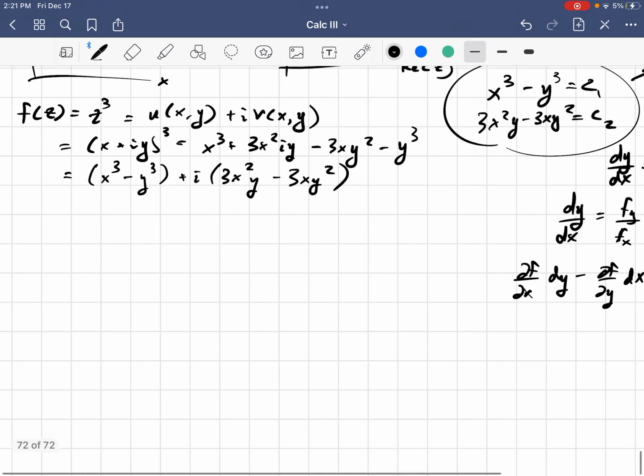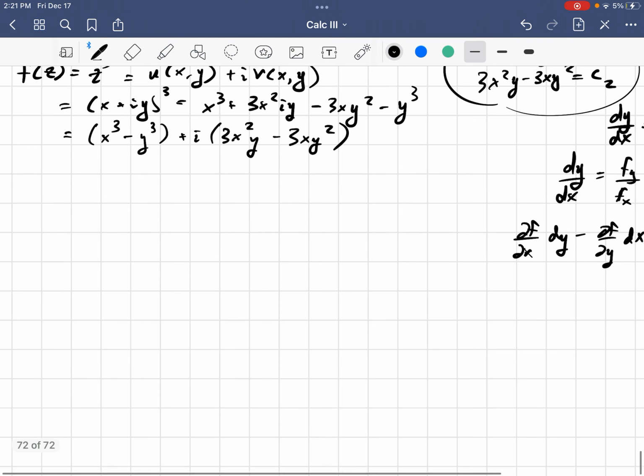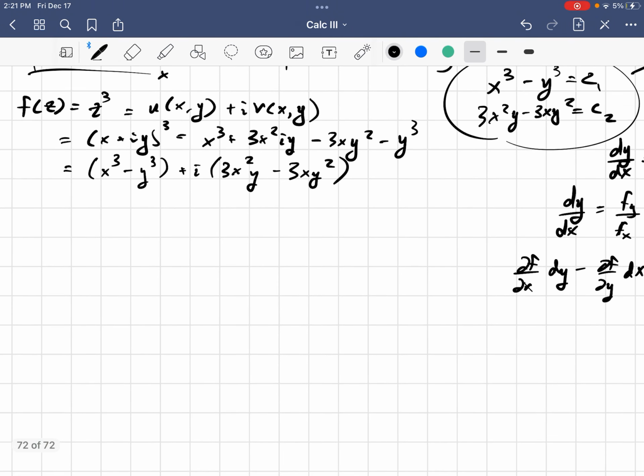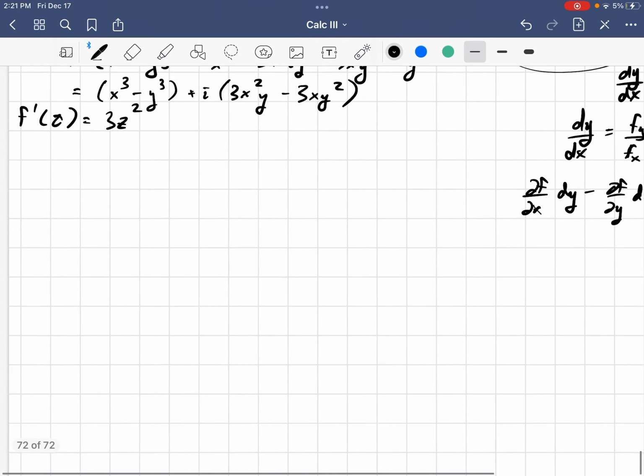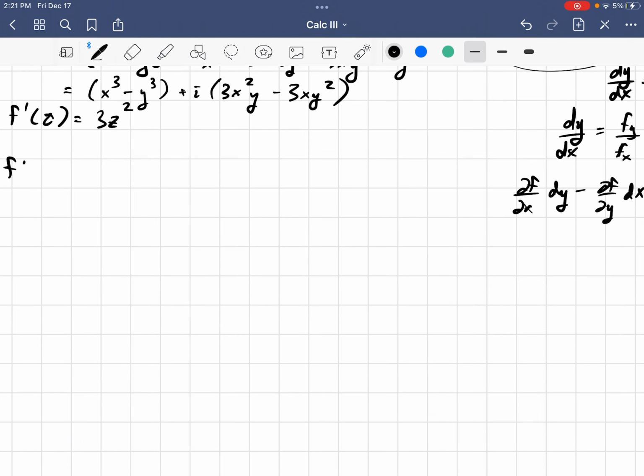Now, f of z equals z cubed can be expanded like this, but what about its derivatives? So f prime of z, hopefully as you'd expect, is just 3z squared. And we can show this through the definition of the derivative, but I think that this is so much to be expected that I'm not going to go through those details. But let's take something like f of z equals 2y plus xi.